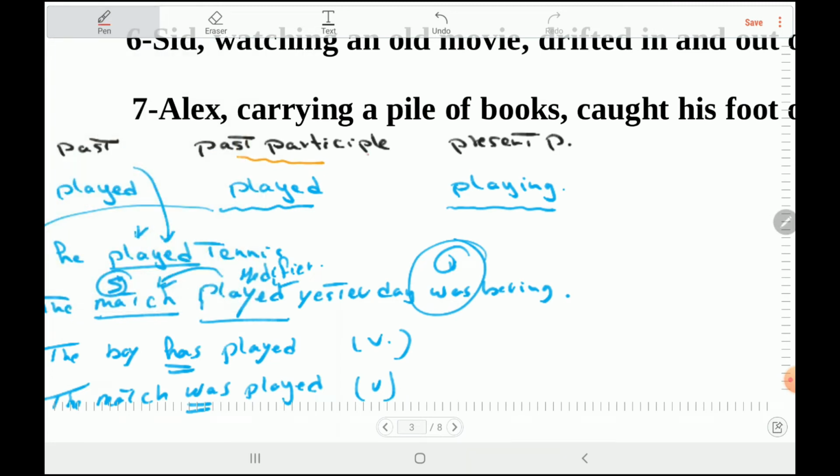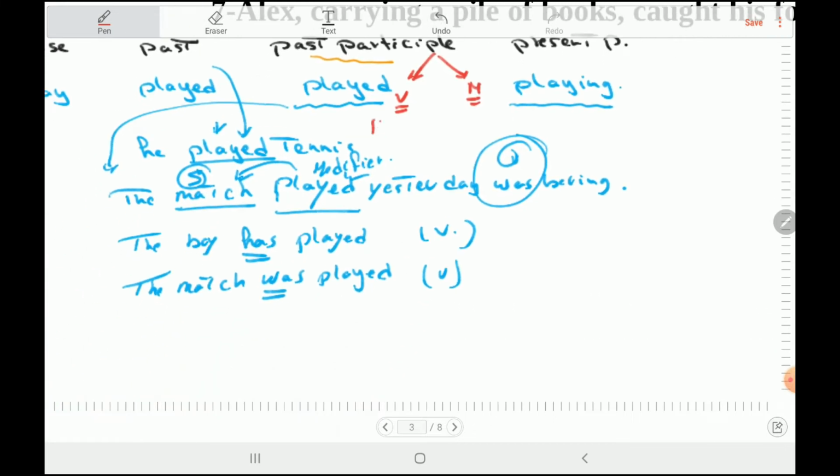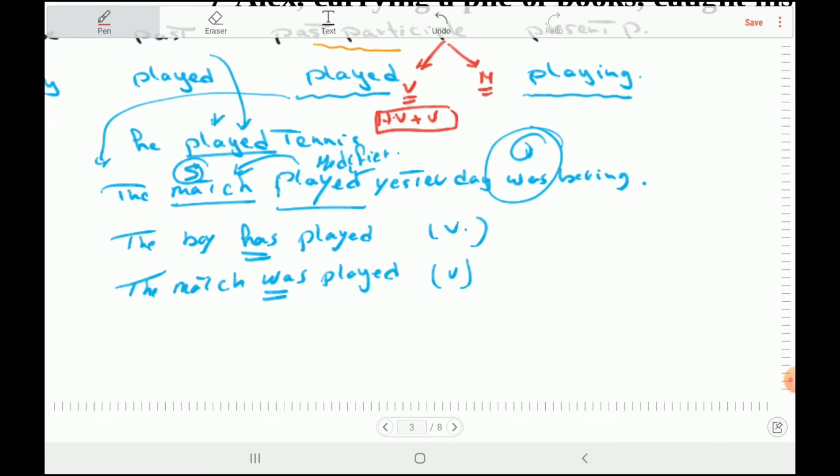So the participle can be a verb and it can be a modifier. For a verb, there must be a helping verb before it: helping verb plus the verb. So you say he has played, it was played, they have played, it has been played. There is a helping verb. But if it is just played, like the match played yesterday, it is certainly not past, the match did not play. So this is a modifier. And remember the rule: a modifier should be placed as close as possible to the word it modifies. That is why I said the match played, right next to it.